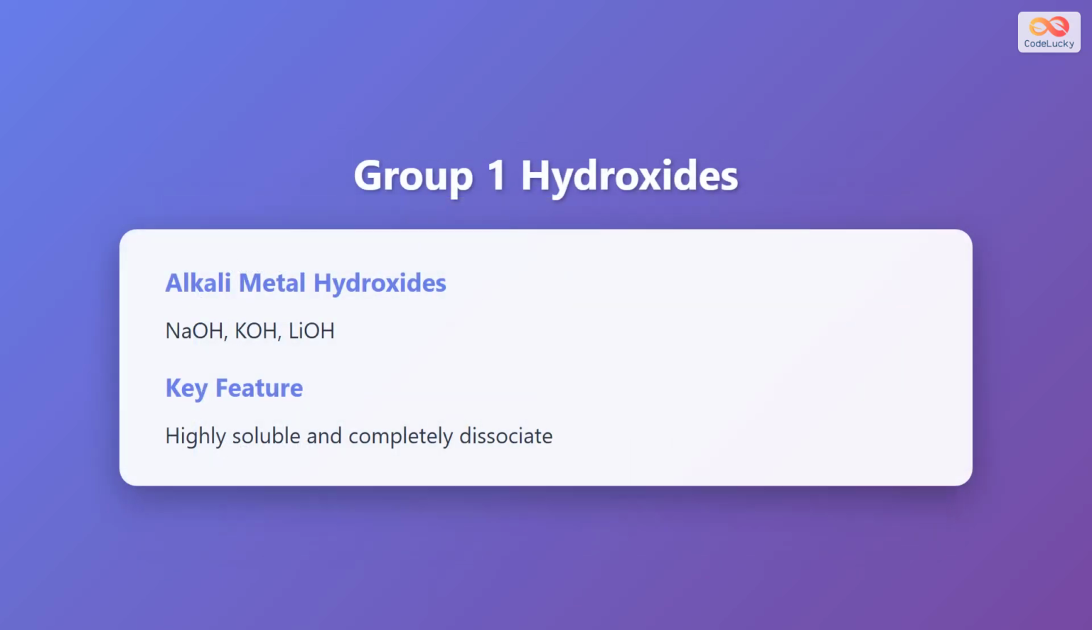The first 3 strong bases, sodium hydroxide, potassium hydroxide, and lithium hydroxide, are called alkali metal hydroxides because they come from group 1 of the periodic table. These compounds have a key feature. They are highly soluble in water and completely dissociate into their component ions. This high solubility and complete dissociation are what make them strong bases.